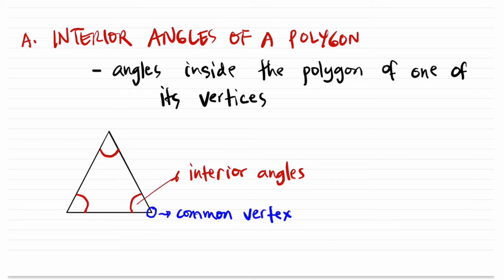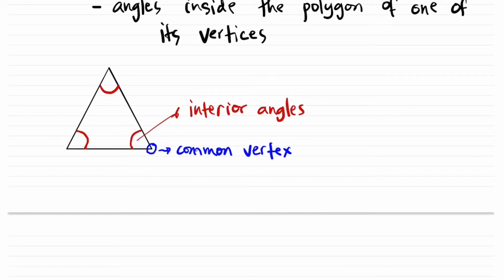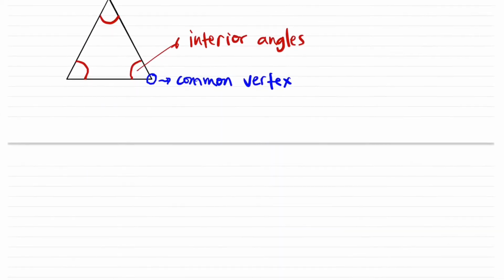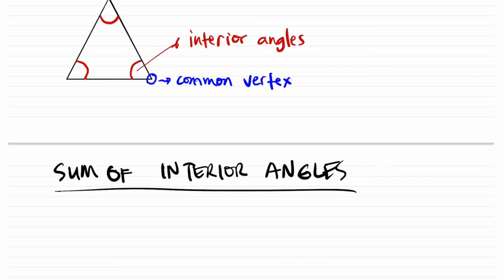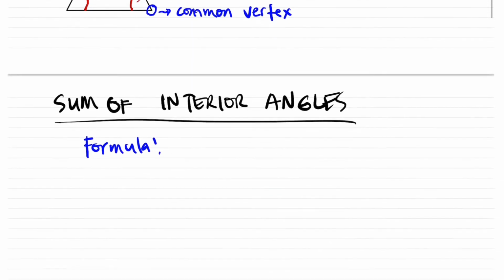Now let's have the sum of interior angles. So what is the sum of interior angles? Now we have a formula that you have to memorize. If you're looking for the sum of the interior angles, sum means the total measurement of the angles inside a polygon.